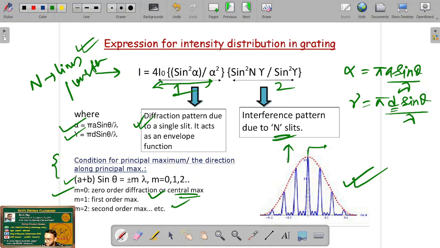Along the y-axis is intensity, and along the x-axis is the angle of diffraction. The resultant intensity would be this one.